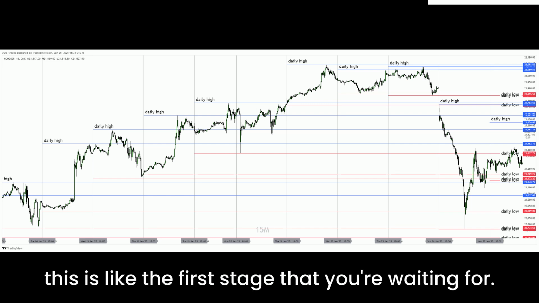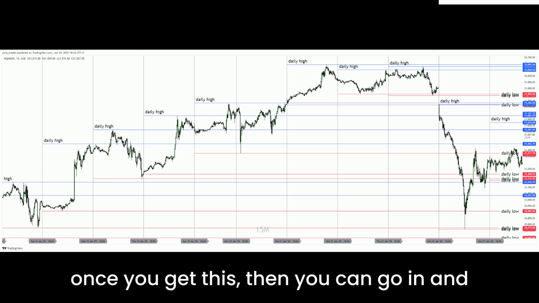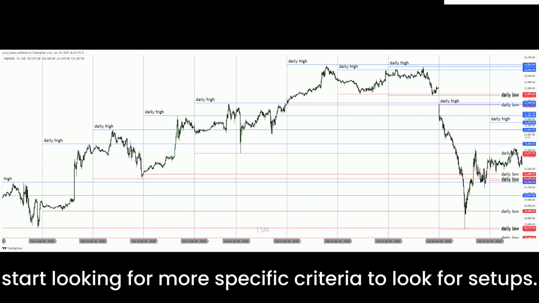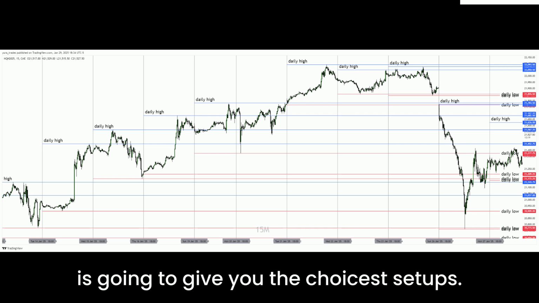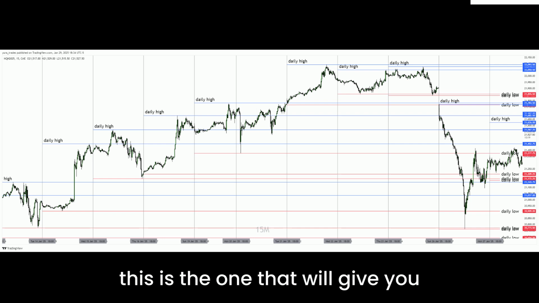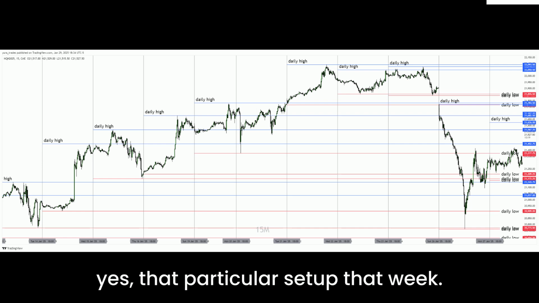This is like the first stage that you're waiting for. Once you get this, then you can go in and start looking for more specific criteria to look for setups. It's not an everyday thing, but this is going to give you the choicest setups. This is the one that will give you the ideal setups for that particular week. Yes, that particular setup that week.